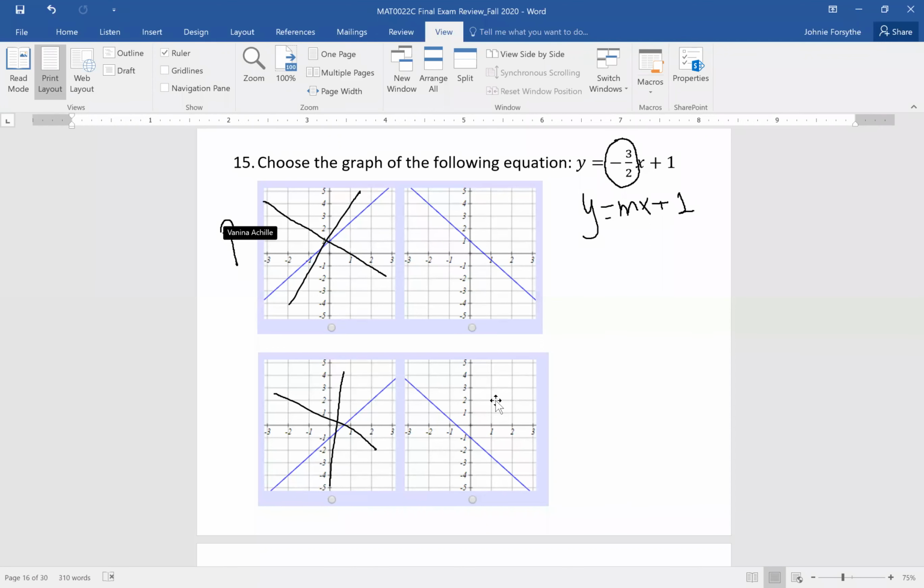So now it's between this one or this one. What I like to do, I look at the y-intercept. The y-intercept is 1. So I'm going to go ahead and eliminate this one as well, because as you can see, the y-intercept is -1. So the only one that works is this one. So this is my graph.